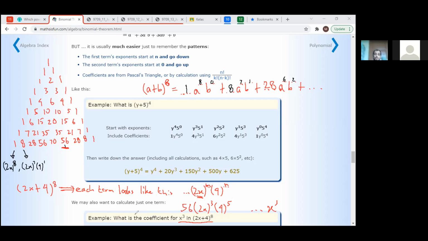And so what is the coefficient? We expand this one and we'll get the coefficient. Jadi ini, ya ini agak besar ya angkanya. This is 56 times 2 to the power of 3, which is 8. And then 4 to the power of 5. 4 to the power of 5 is 2 to the power of 10, so it's 1024.